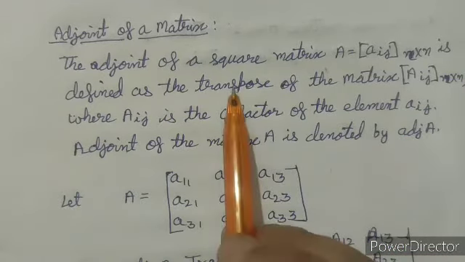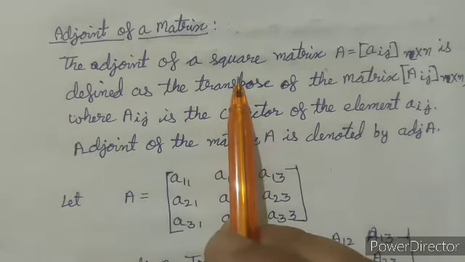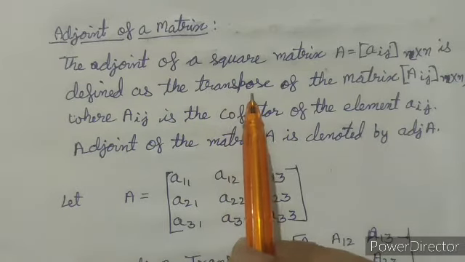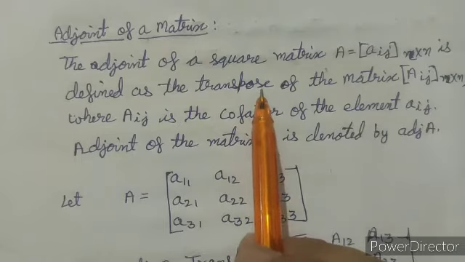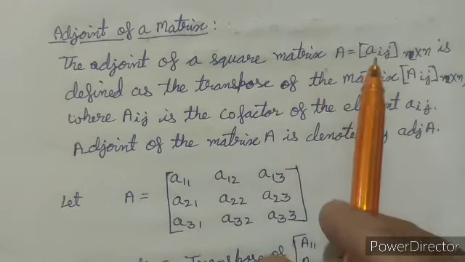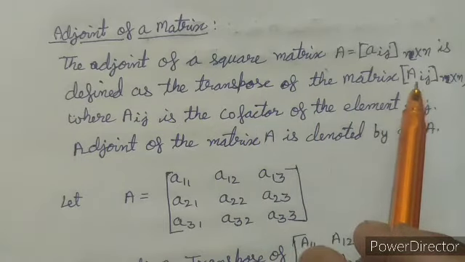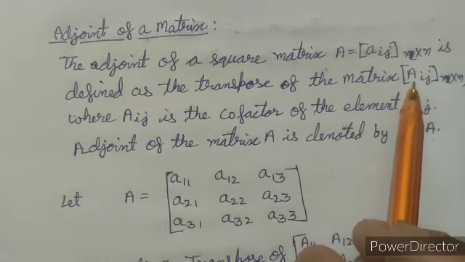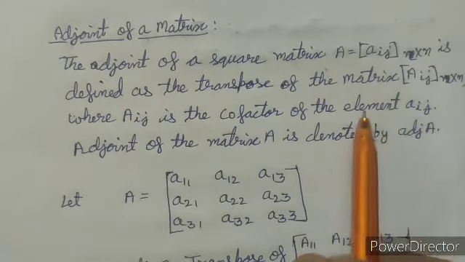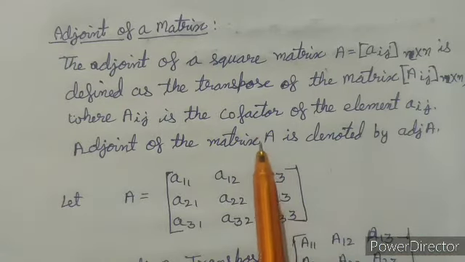Now, what this means is that in order to find the adjoint of a matrix, first of all we will find out the cofactors of the elements of the matrix, and then we will find the transpose of the cofactor matrix to find out adj A.